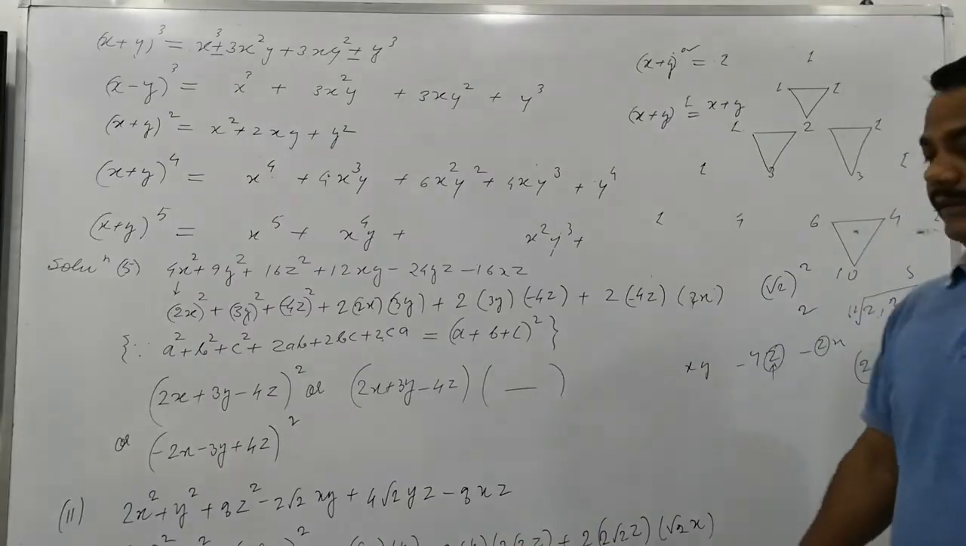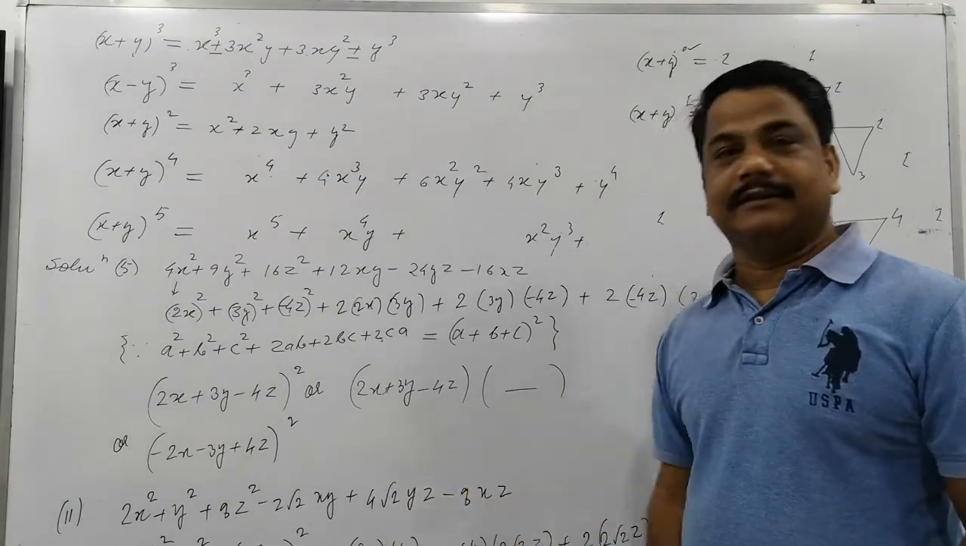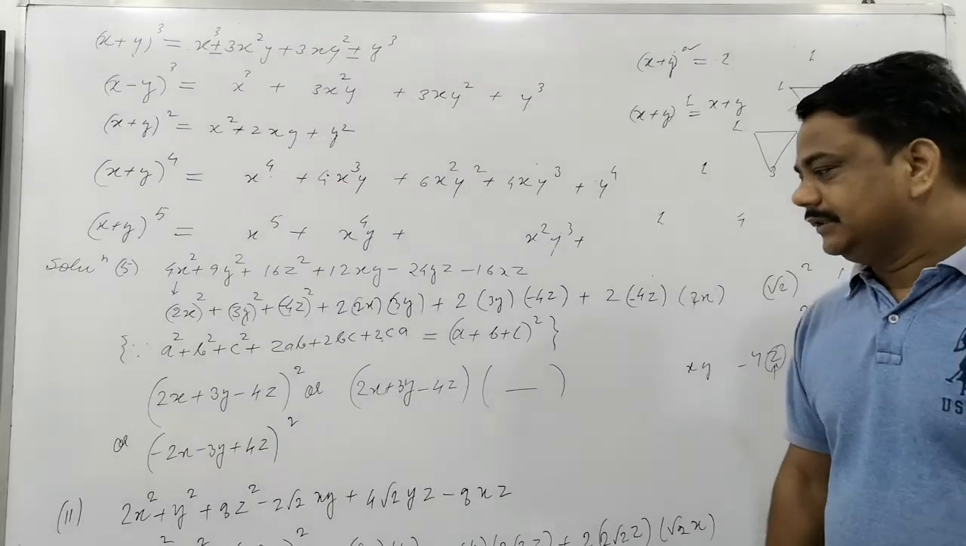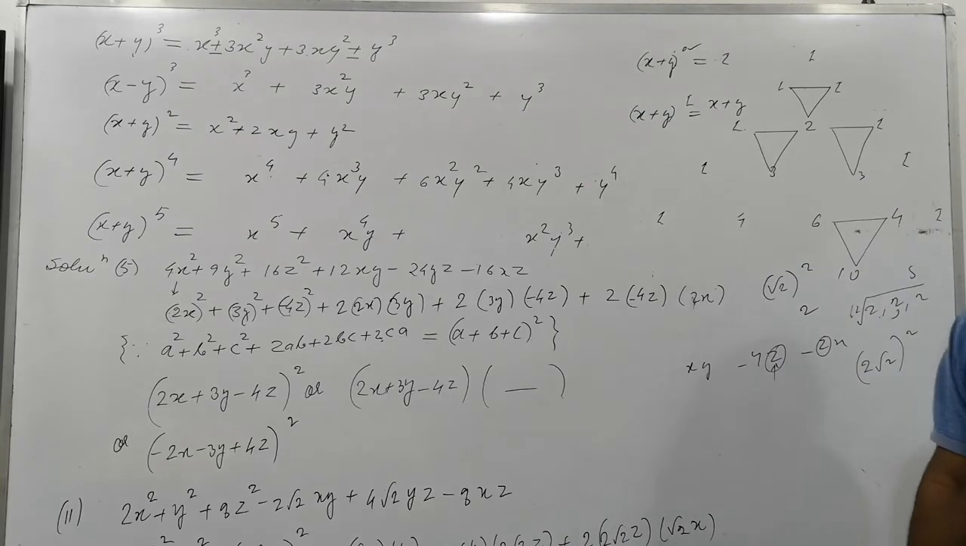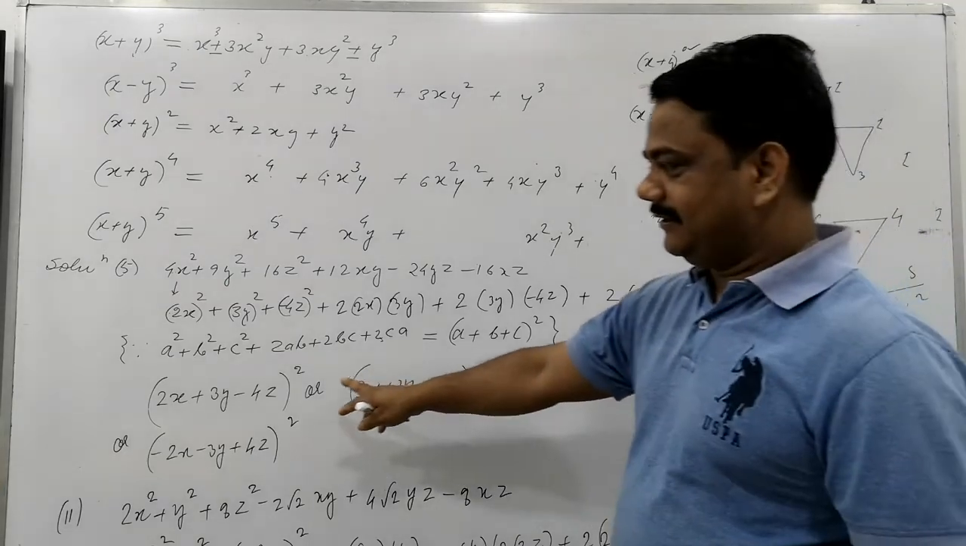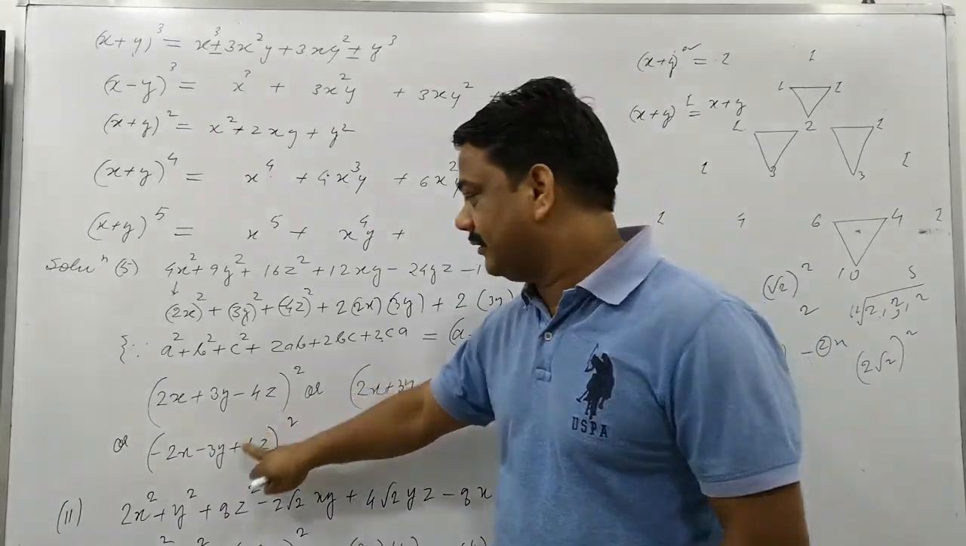Is it coming? Yes. Which term is negative here? Minus 2. Means the terms of xy and xz are negative. So what is common in them? X. So x can be negative. Root 2 will not be negative, it is a coefficient. X can be negative, or yz can be negative. There are two ways, as I just told you here.